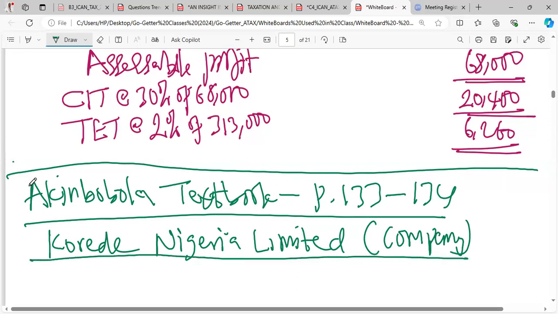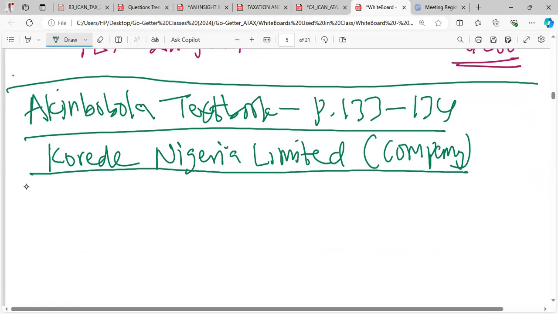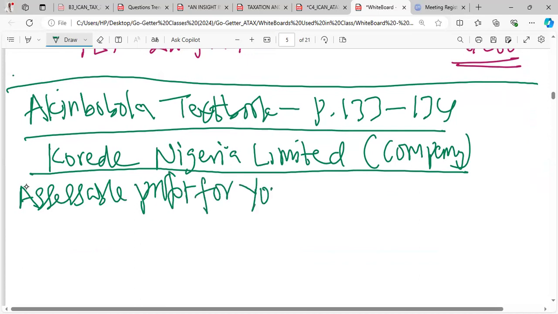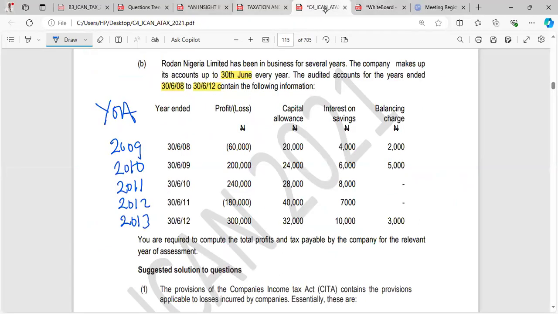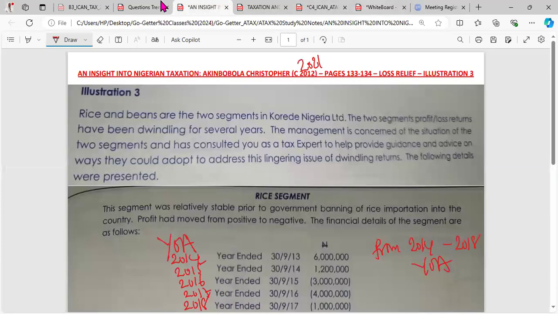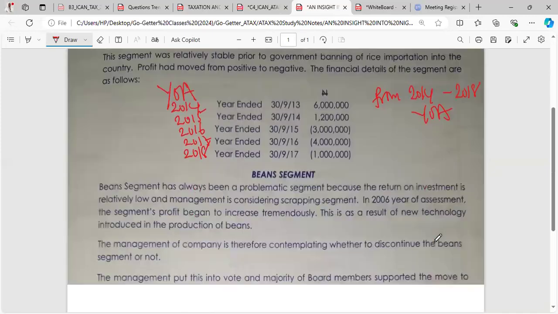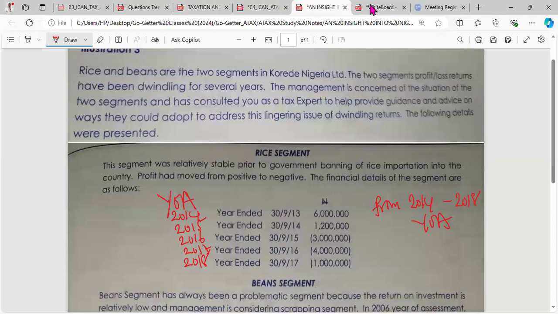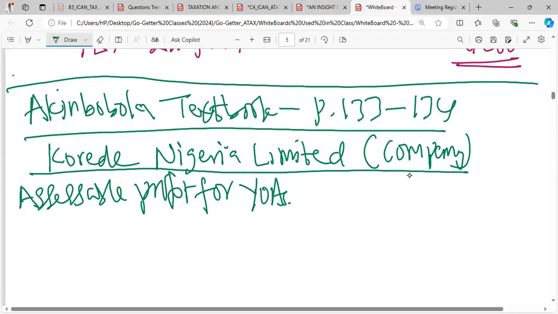So what are we looking for? Accessible profits for years of assessment. You will now start. Where is the earliest? The earliest is 2014 and the latest is 2019. So you say 2014 to 2019.